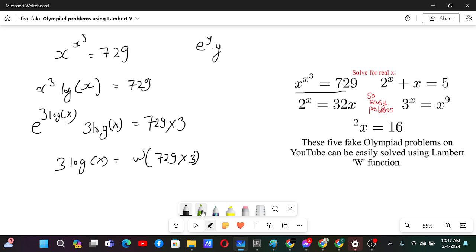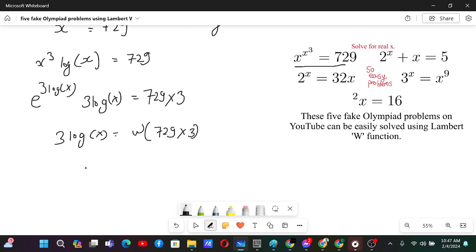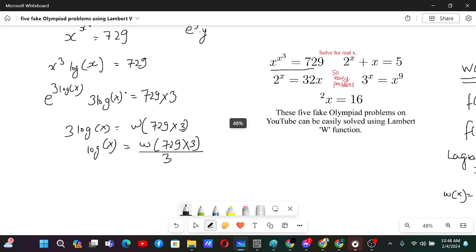Do you get this? I think you do. Now the next step would be log x would be Lambert W of 729 into 3 by 3. And now the last step. I forgot something over here: I did not take a log on both sides, so there should be a log over here. Okay, fine. Now x would just be e to the power Lambert W of 3 times log of 729, by 3.